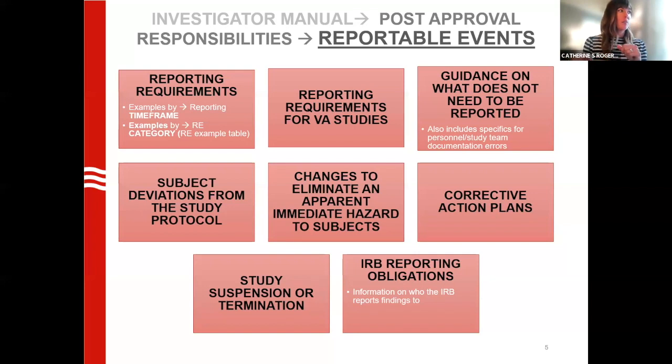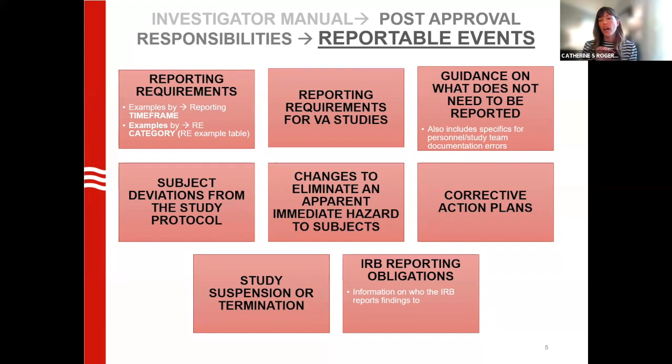It organizes it more in terms of examples of kinds of things you would need to report, when you would need to report it, and then it breaks it out into broader categories for VA studies, which broadly align with non-VA studies, except for a few time frame requirements. There's also guidance on what does not need to be reported, which includes subject deviations from the study protocol, changes to eliminate an apparent immediate hazard, and corrective action plans. So all the information is in there.